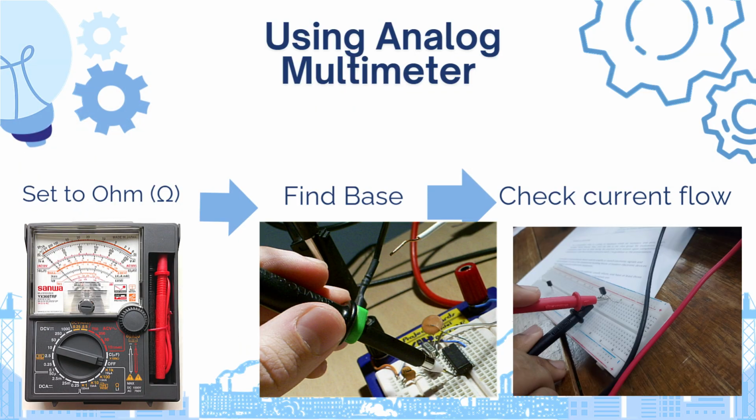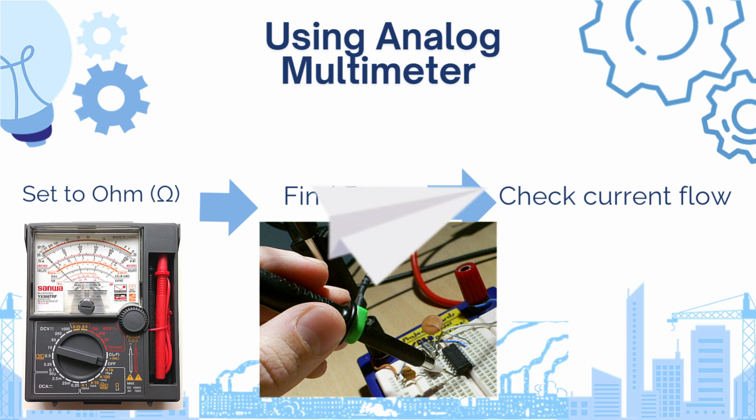To identify the transistor type practically, an analog multimeter is used in ohm mode. First, each terminal is tested to determine the base by checking resistance values. Then, the probes are connected between the base and the other terminals to observe the current flow. This will help in identifying both the base terminal and the transistor type.